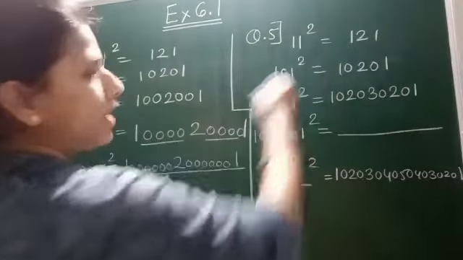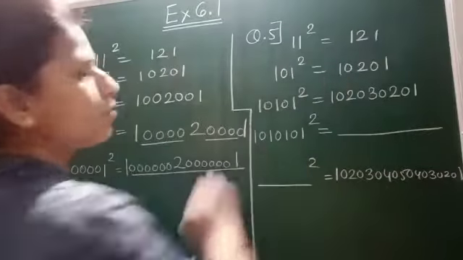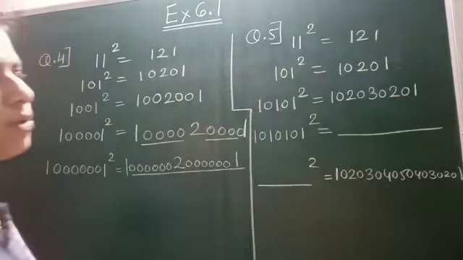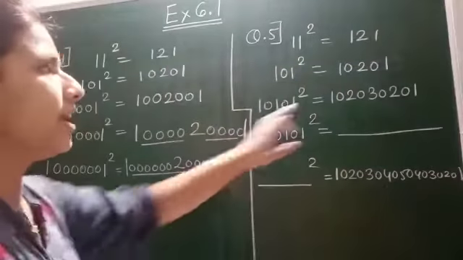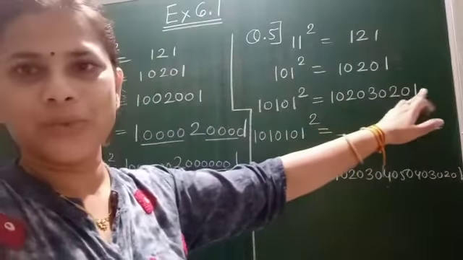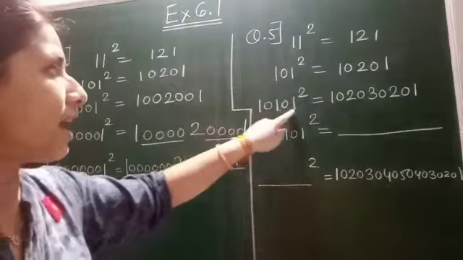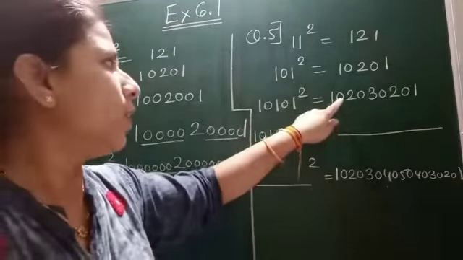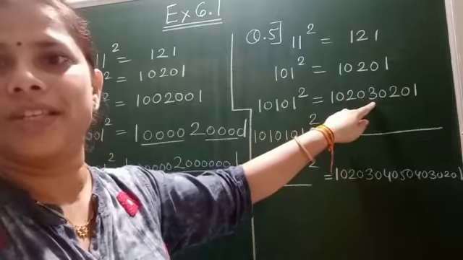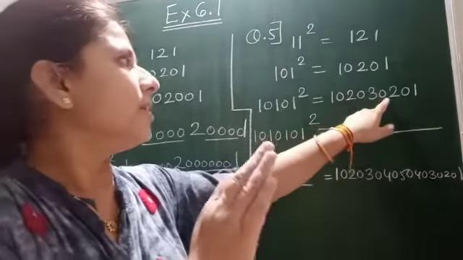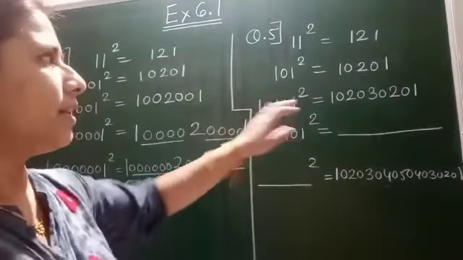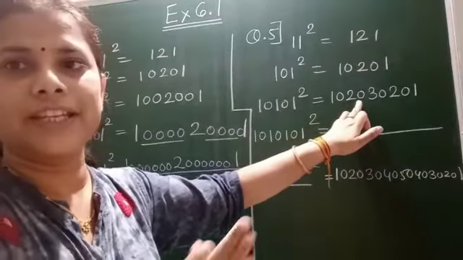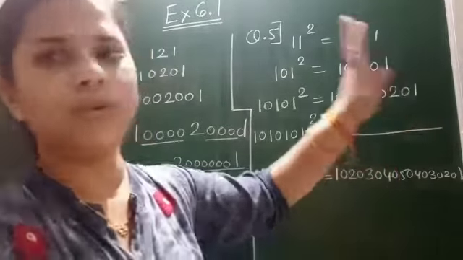Similarly we will solve question number 5 also. Here also 11 square equals 121, 101 square equals 10201, and then 10101 whole square equals, as you can see, 102030201. It means in this number there are 3 ones. So this number is proceeding up to 3: 10, 20, 30. Then in decreasing order 02 and 01. It means this number is first increasing up to 3 and then decreasing up to 1.